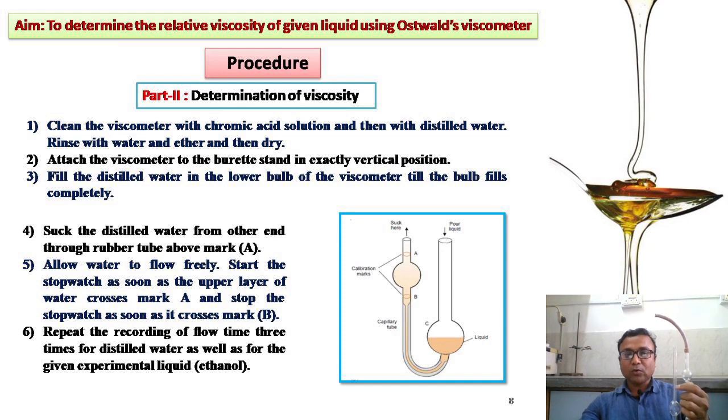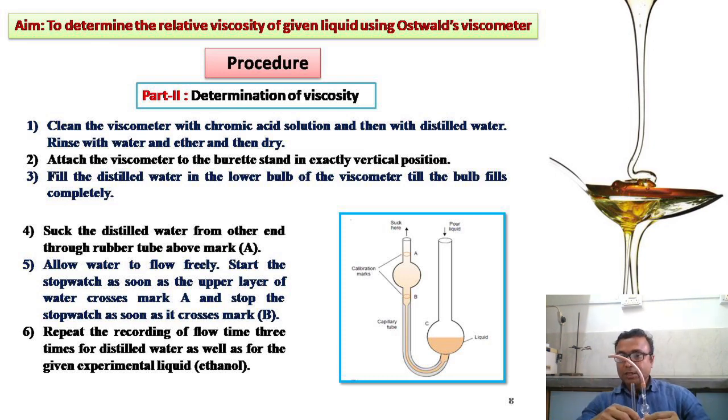Repeat the recording of flow time 3 times for distilled water as well as for the given experiment liquid, ethanol. So this is the first reading. Then again suck it, again note down the flow time from mark A to B, and then again suck. That means you have to take the 3 readings for distilled water. After completing the readings with distilled water, throw this water out of the Ostwald viscometer.